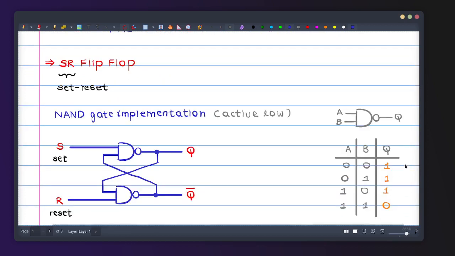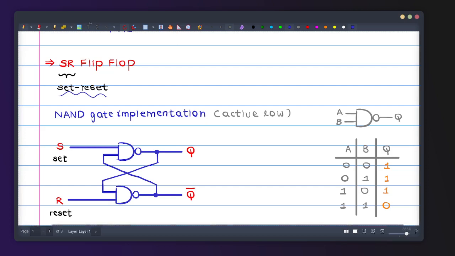The first kind of sequential logic circuit we will be looking at is the SR flip-flop, and specifically the so-called NAND gate implementation of the SR flip-flop. Let's dive in. SR stands for set reset, and flip-flop is a type of logic gate circuit that is sequential and is specifically used for storing data in the computer, a form of memory or register, right?